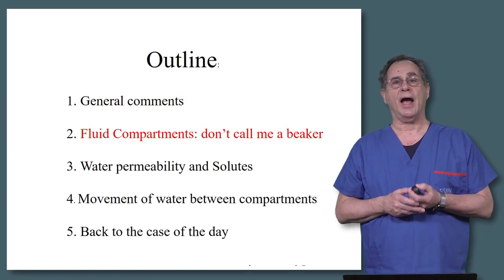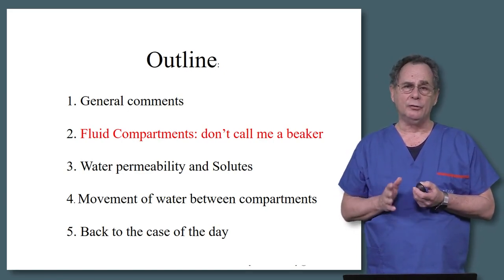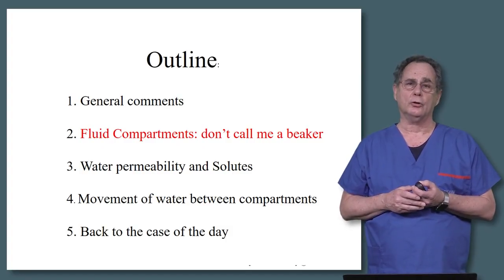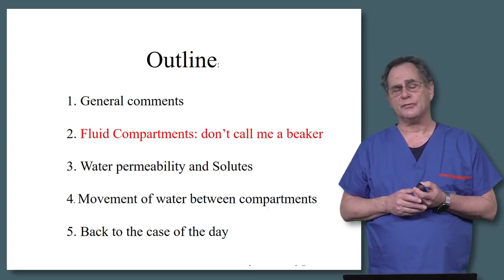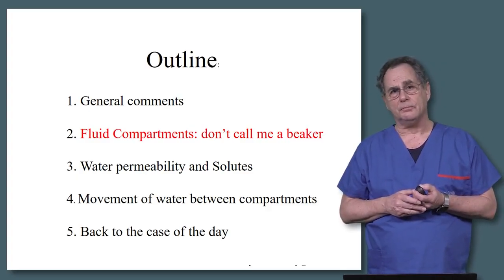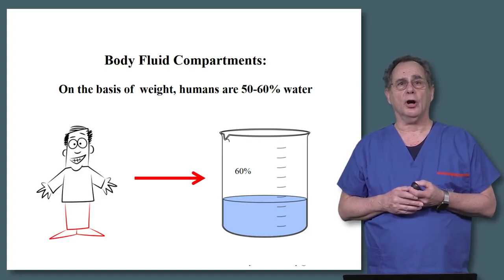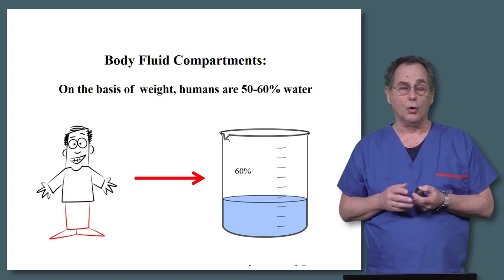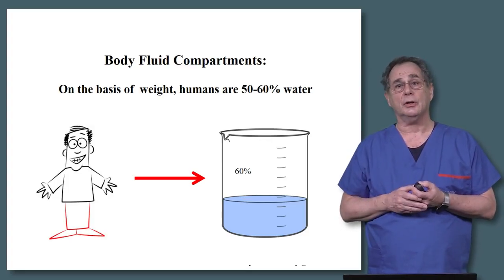So let's return now to body fluid compartments and see if we can understand how this healthy 45-year-old marathoner who rehydrated herself with water got into all kinds of trouble at the end of a marathon. So here's our notion of body fluid compartments. On the left-hand side, of course, is a cartoon of a human. And on the right side is a beaker.